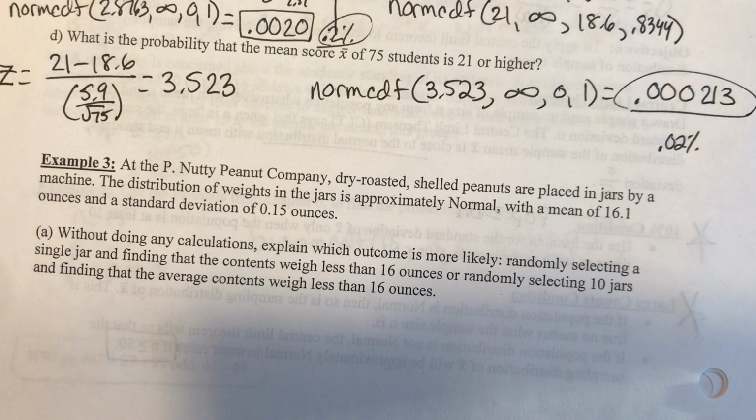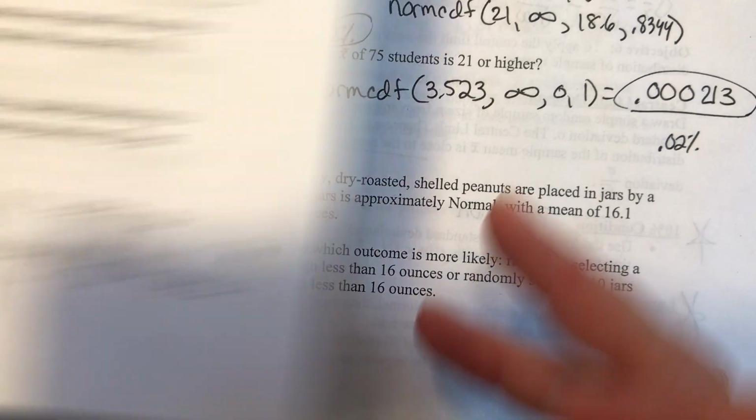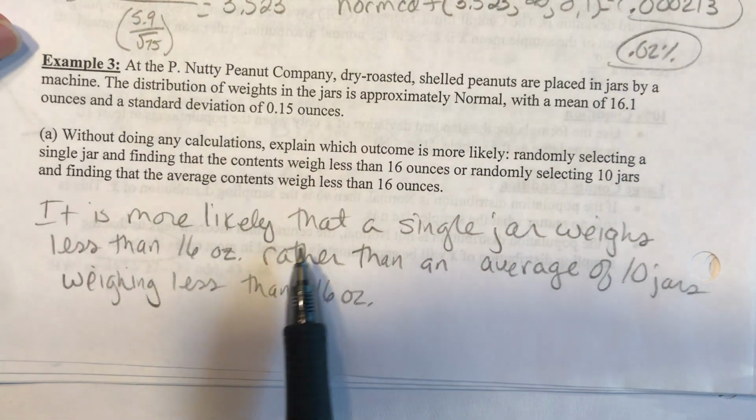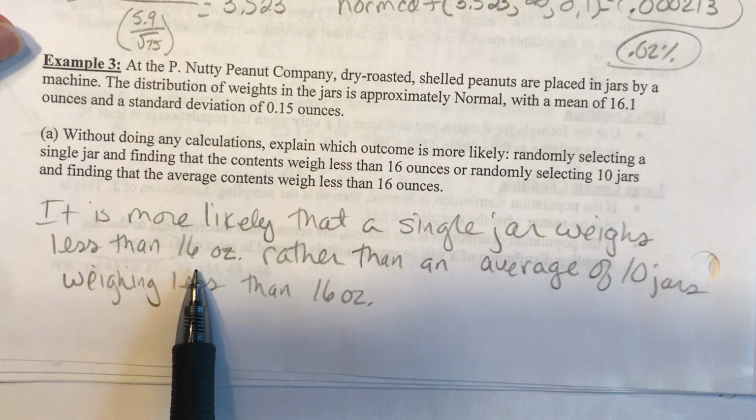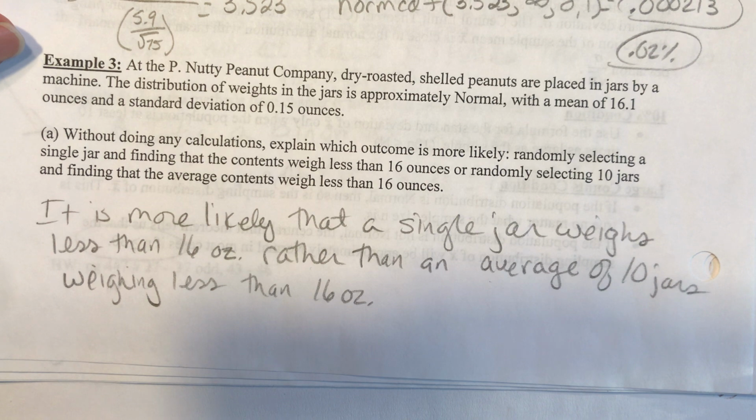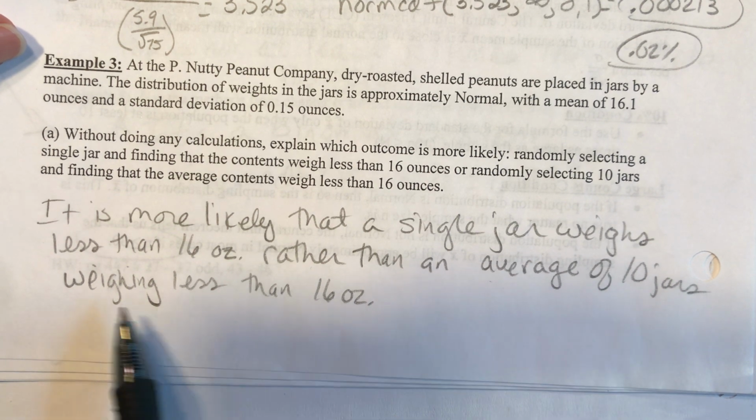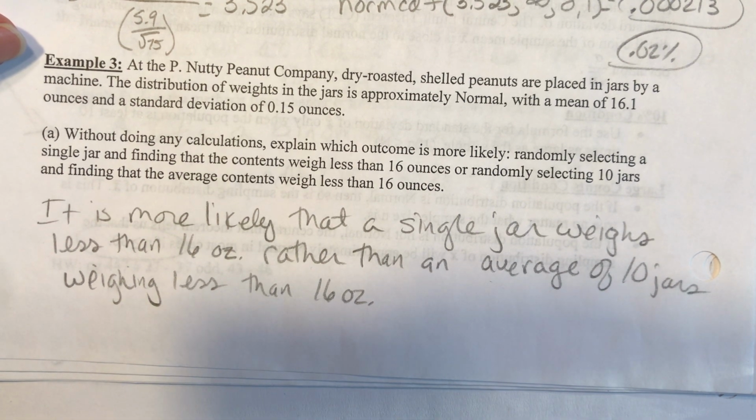All right, and I have that it is more likely that a single jar weighs less than 16 ounces rather than an average of 10 jars weighing less than 16 ounces. It's way more likely to find one that's less than that rather than 10 averaging up to be less than that.